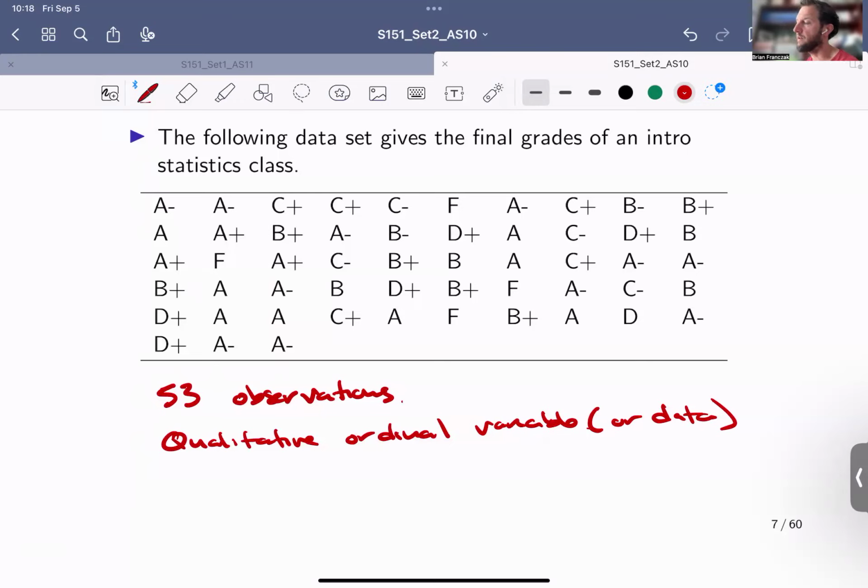Okay, so we have, as I had said, 53 observations, so 53 different letter grades, and we are measuring a qualitative ordinal variable. And it's ordinal again because we understand A plus to be a highest score, followed by A, followed by A minus, followed by B plus, etc. So there's an established order to the letter grades. That's what makes this ordinal, and they are not numeric, which is what makes it qualitative.